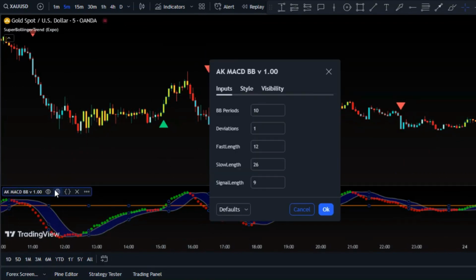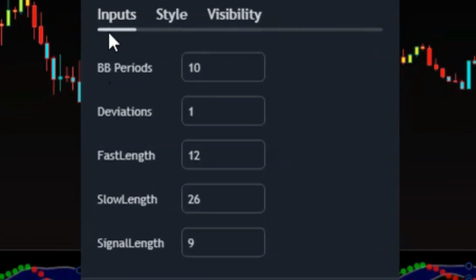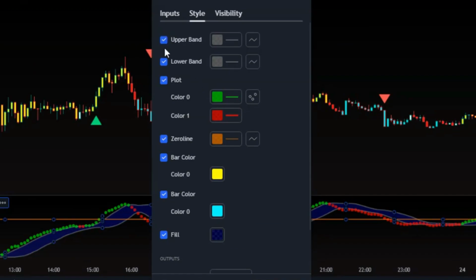Under Inputs, set BB period to 14, Deviations to 1, Fast length to 14, Slow length to 27, and Signal length to 9. Under Style, we only need the plotter options. Turn off the rest to declutter the chart.